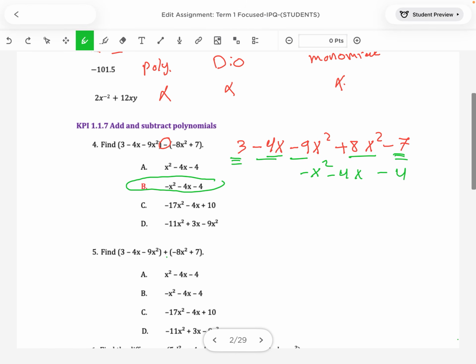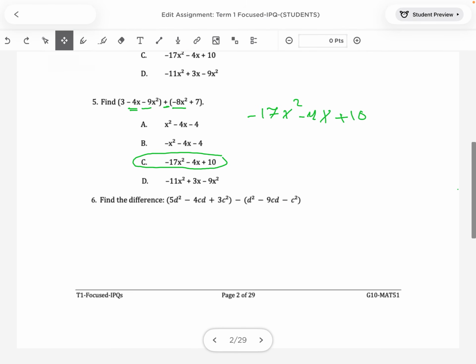The next one we are adding, so we can combine the like terms straightforward. Minus 9 plus minus 8 is minus 17x squared, minus 4x, and we have 3 plus 7, which is 10. So I assume the answer is C. Next one is the same story.